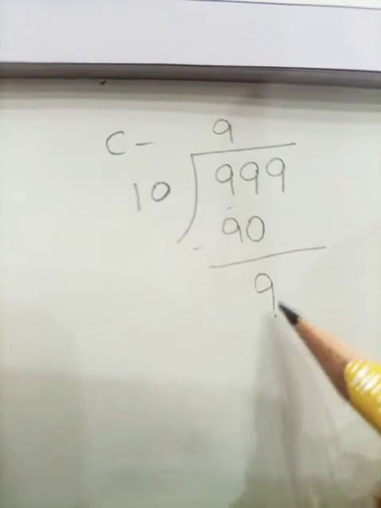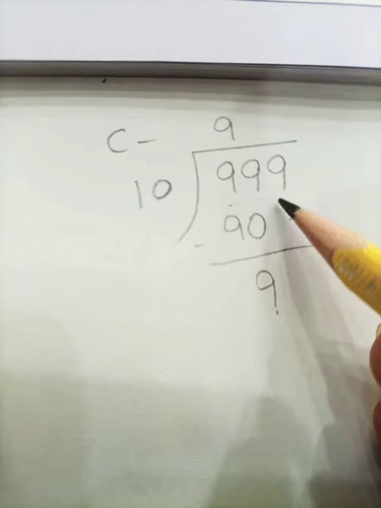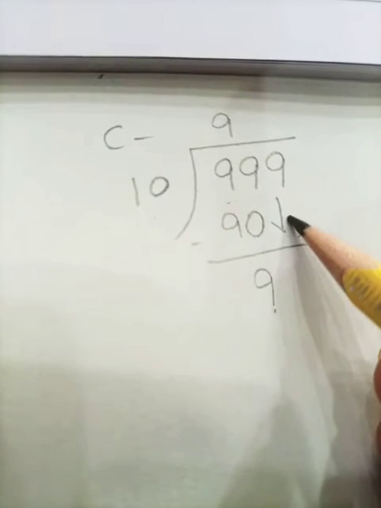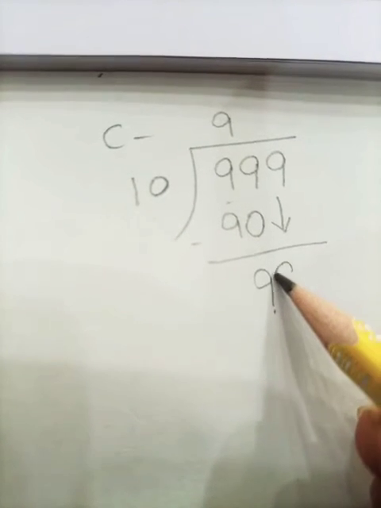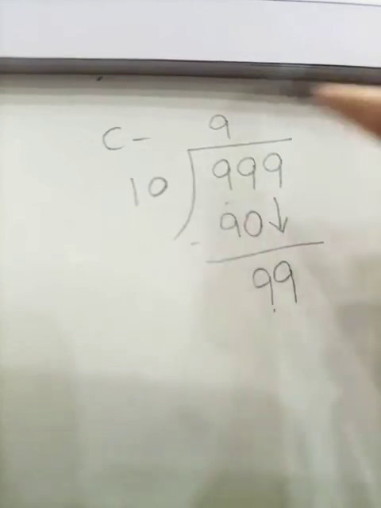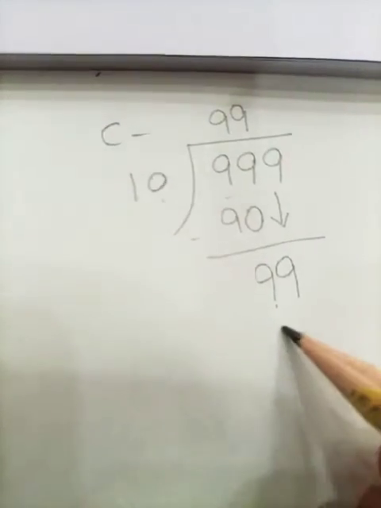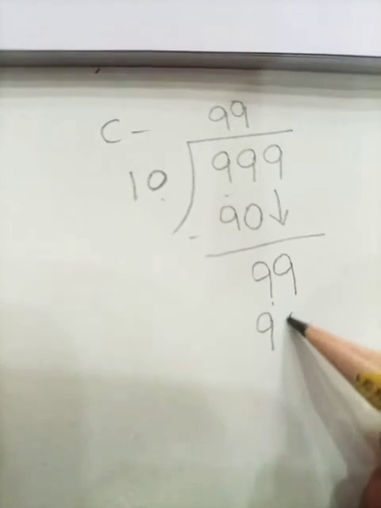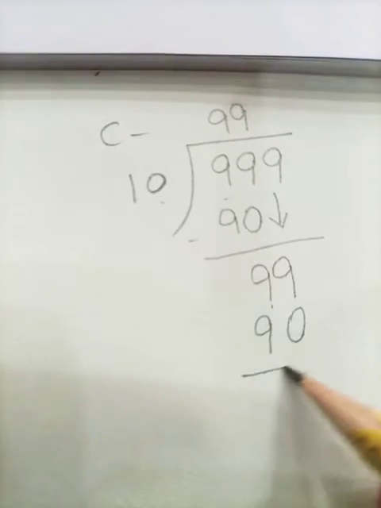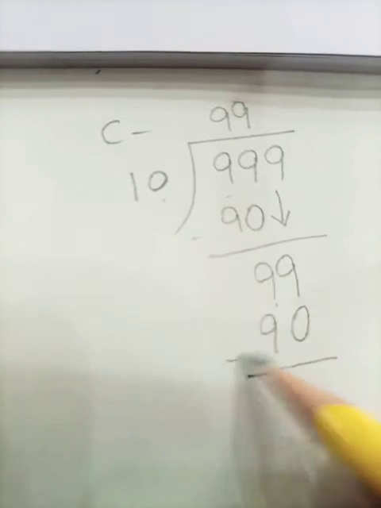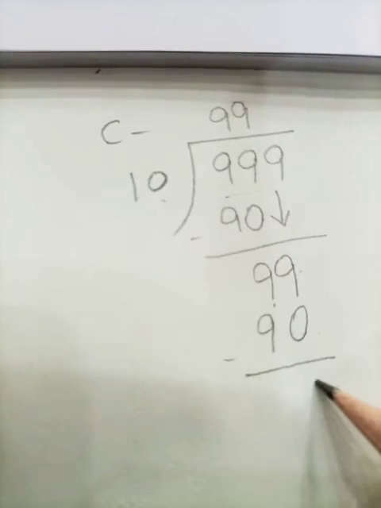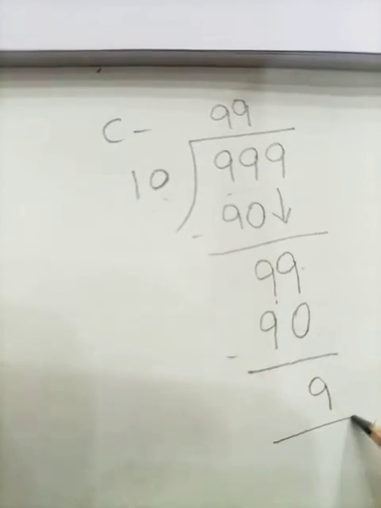Look at this, 9 has again become smaller than my divisor, so I will bring this 9 down again. This will become 99. 10 nines are 90, so I am going to do it again. 10 nines are 90. Now students, we are going to subtract again. 9 minus 0, and our remainder is 9.